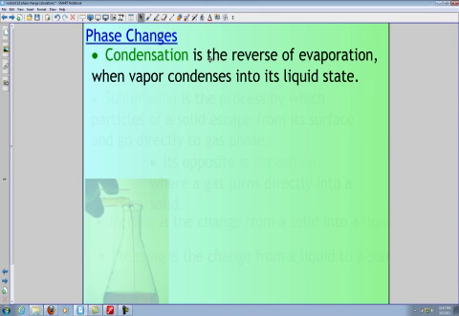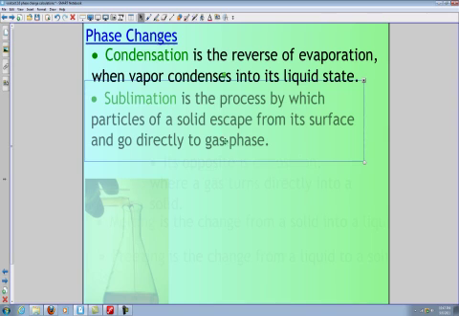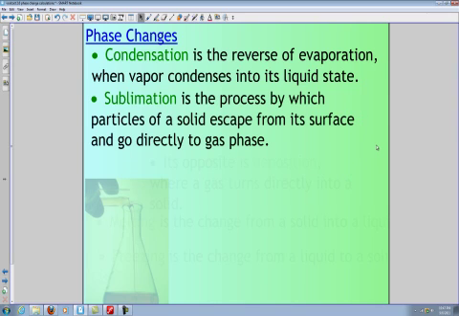So, some other phase changes. Condensation is going to be the reverse action of evaporation. Gas is going to turn back into liquid. Sublimation is when a solid turns directly into a gas, and a good example of that is dry ice. It doesn't turn into a liquid at any point, but that solid block of carbon dioxide turns into gaseous carbon dioxide.